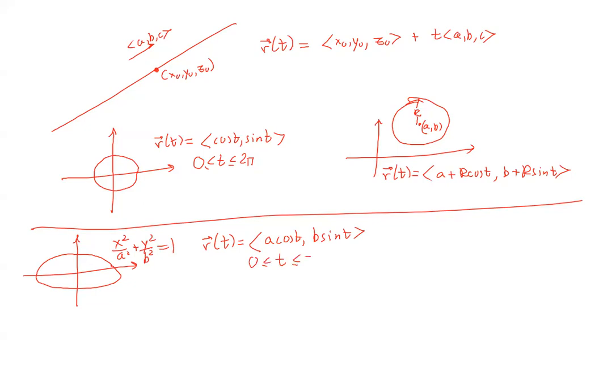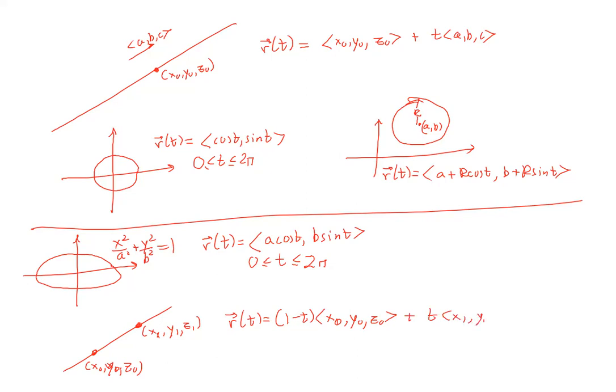I should mention here that we also have the line that goes through 2 points. We gave a simple formula for it. The formula is r of t is equal to 1 minus t times (x0, y0, z0), plus t times (x1, y1, z1).